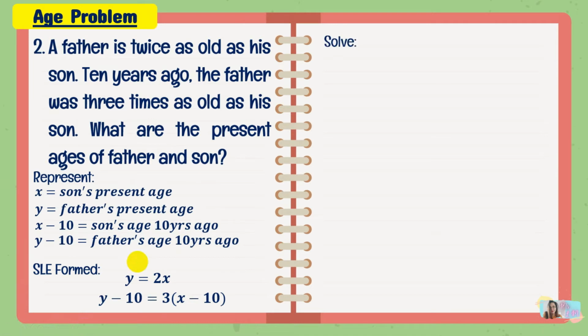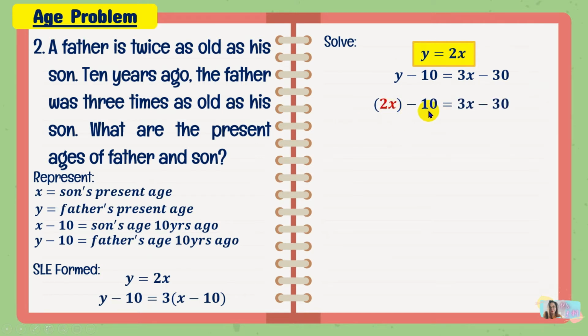This will be the linear equations that has been formed or the SLEs na na-form natin. Then we're going to solve. Again, y is equals to 2x. Dahil po meron tayong ganyan, we can use substitution method. Then, for the second linear equation, pwede na natin to ang i-distributive property. Y minus 10 is equals to 3x minus 30. 3 times x, 3 times 10. Kaya po nagkaroon tayo nito. And then, from the equation 1, we're going to substitute that to our variable y. So, y minus 10 is equals to 3x minus 30. Magiging 2x minus 10 is equals to 3x minus 30.